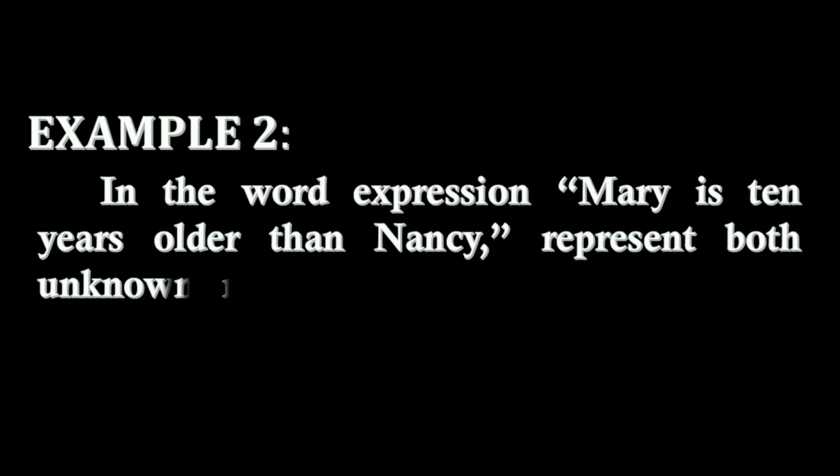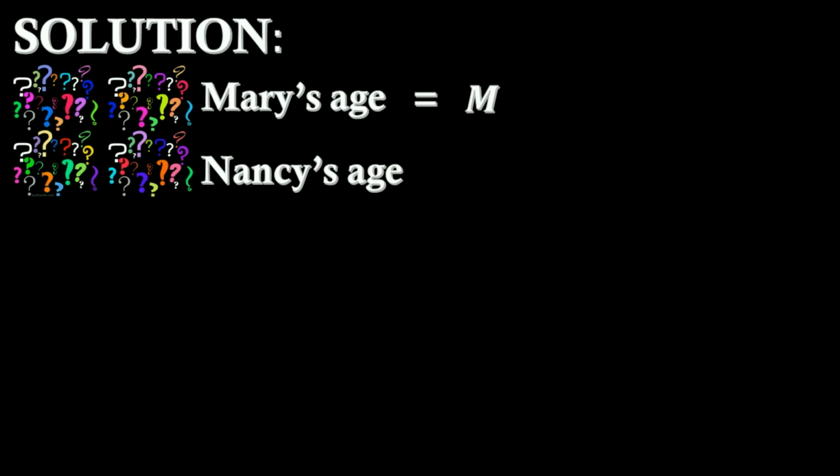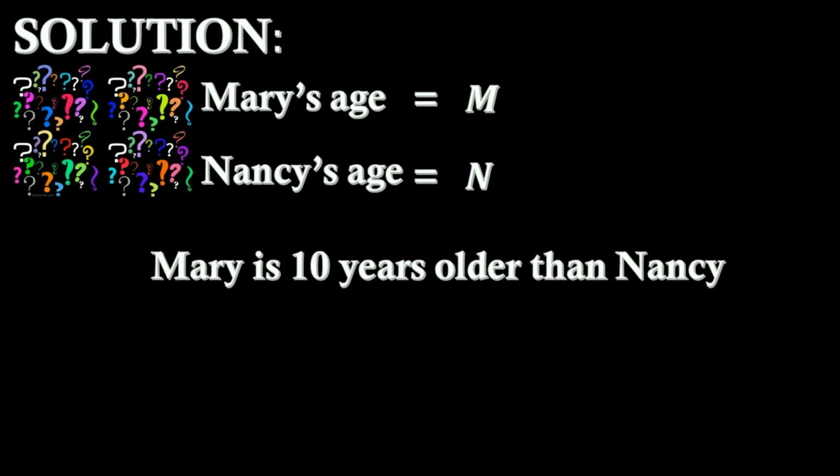Example 2. In the word expression, Mary is 10 years older than Nancy, represent both unknown numbers in terms of the same letter, which means we have 2 solutions. So solution, there are so many questions like, what's Mary's age? What's Nancy's age? So let's have M stand for Mary's age and N for Nancy's age. We have to get that Mary is 10 years older than Nancy. Again, older than Nancy, which means n plus 10, so Nancy plus 10 or 10 plus n, since it's just commutative, remember? So that is basically Mary's age to be n plus 10 or 10 plus n.